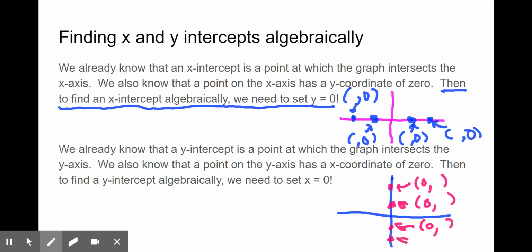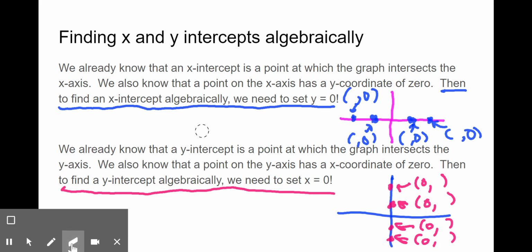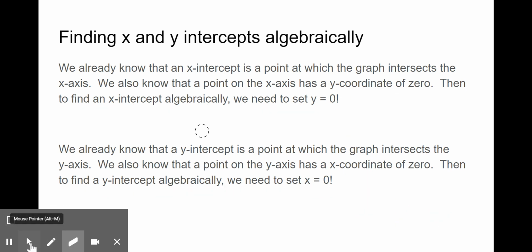So what does that mean for me? If you want to find a y-intercept algebraically, you need to set the x-coordinate equal to 0. Okay, that's how we're going to do this. All right, and we'll see it in action on the next slide when we actually go find these and then actually go and make the graph. Okay, let's see what else we have here.